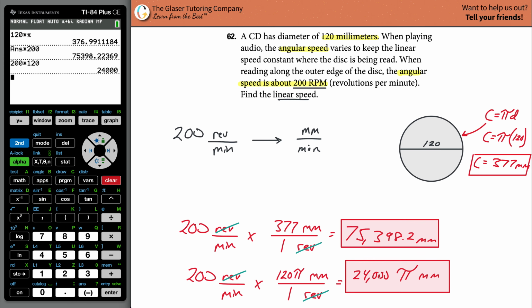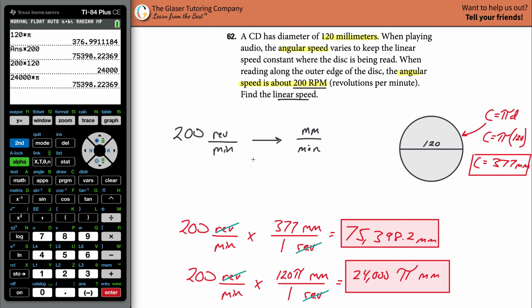Now, if you were to take the 24,000 and multiply by pi, guess what you're going to get? You're going to get the same exact value we found up here. Watch. 24,000 multiplied by pi. What do you get? Oh my goodness, look. It's the same exact thing.